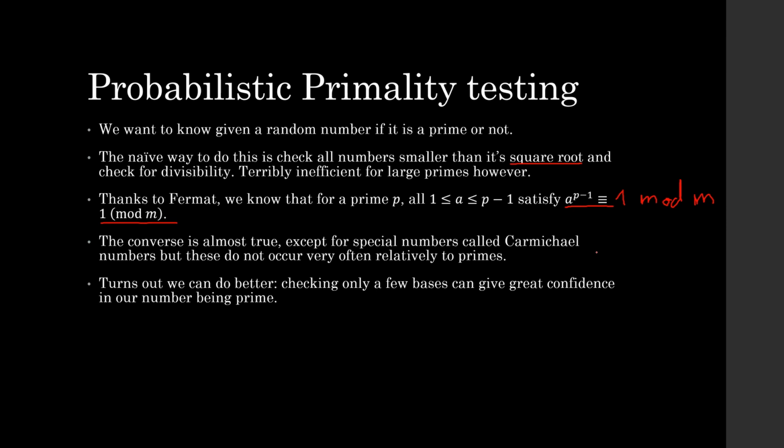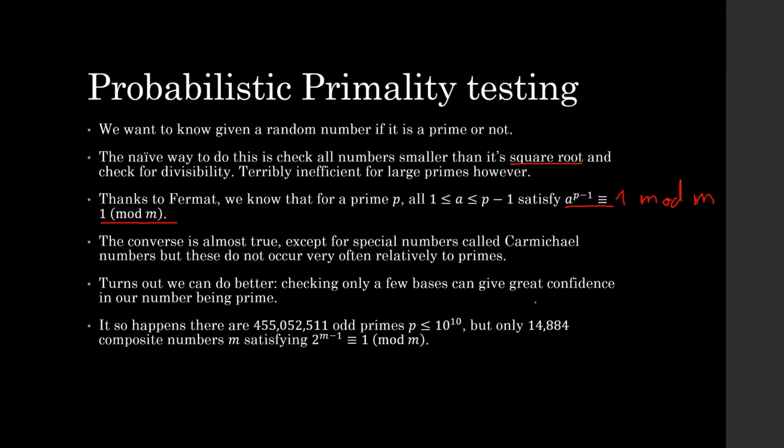So it turns out we can even do better, because of course, this doesn't help with our problem if we're still checking all the numbers that are smaller than p. But if you only check a few bases, such as 2 and 3, then you can actually get a lot of confidence in our number being prime. Now I'm not sure if there's some proof of this for all large values of primes. I'm guessing there is some algorithmic proof to show that you can get a pretty large confidence. That's not something we'll look at, but we'll just look at an example.